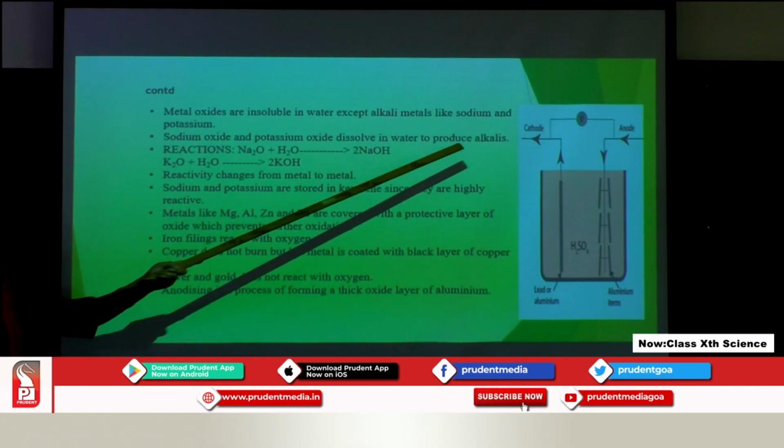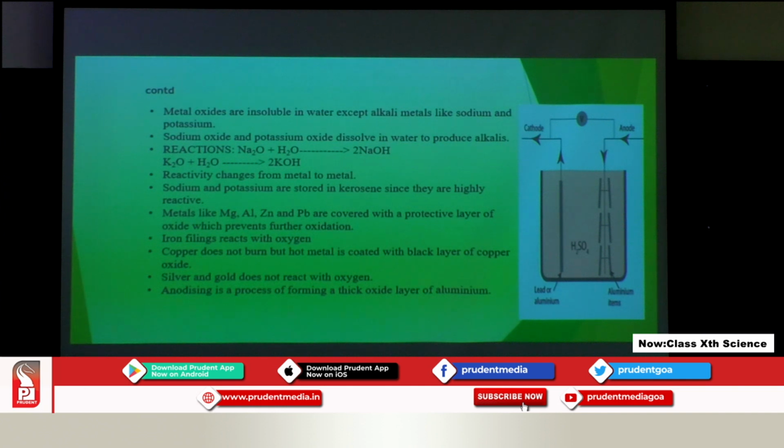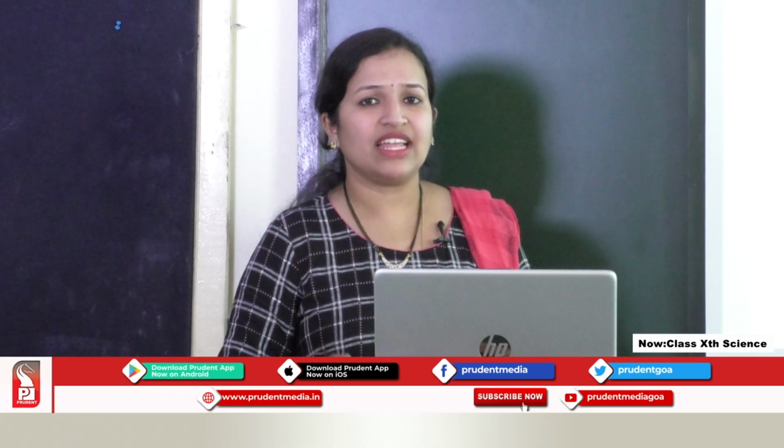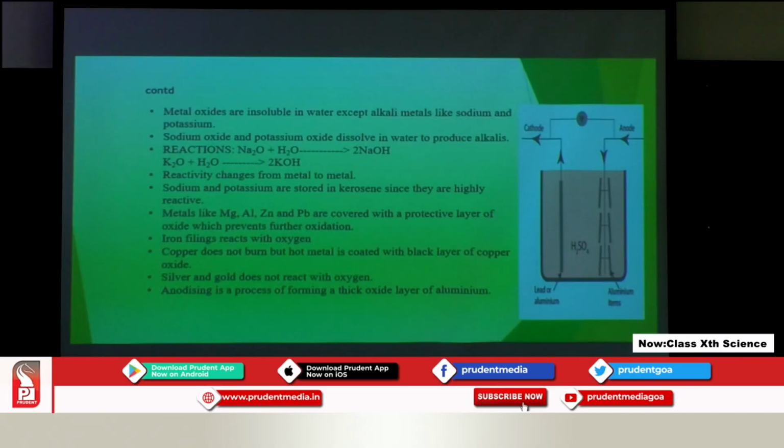Both the electrodes are connected to a battery. When electric current passes through this circuit, the sulfuric acid present in the tank will release oxygen. Oxygen will be liberated from the electrolyte. It will get dissociated and ions will be formed, oxygen ions.